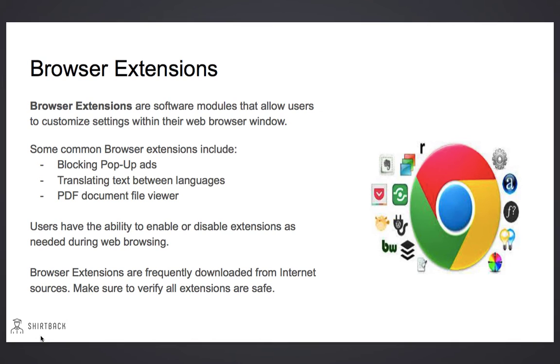Browser extensions are software that allows users to customize settings within their web browser. Some common browser extensions include blocking pop-ups, translating text between languages, and a common PDF file viewer. Users have the ability to enable or disable extensions as needed during browsing. Browser extensions are frequently downloaded from internet sources. Before downloading, make sure you verify that all extensions are coming from safe and secure sources.